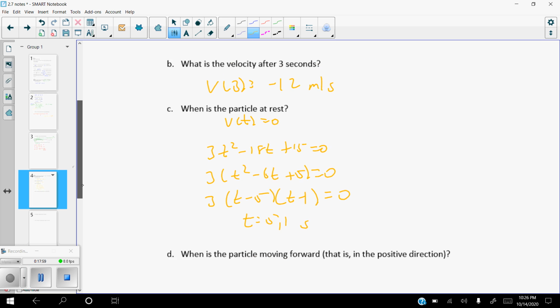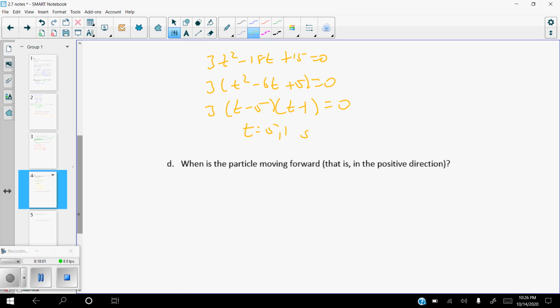That helps us because if we want to know when the particle is moving left or right, in this case, again, we're talking about a positive direction, we need to put the times where it's at rest on our number line, and then we need to check values around that. So again, I'm going to check 0 because that's to the left of 1.